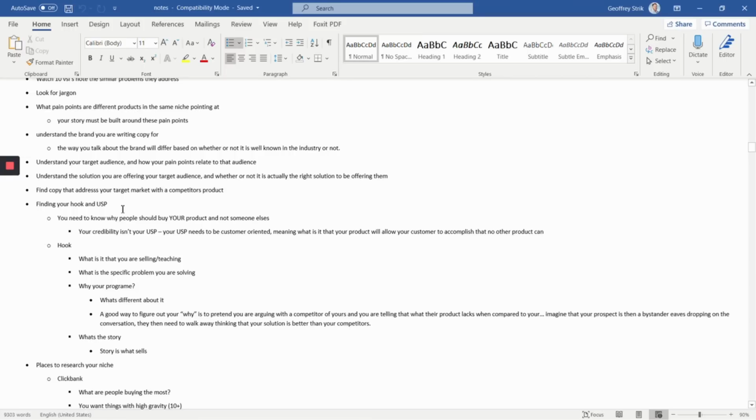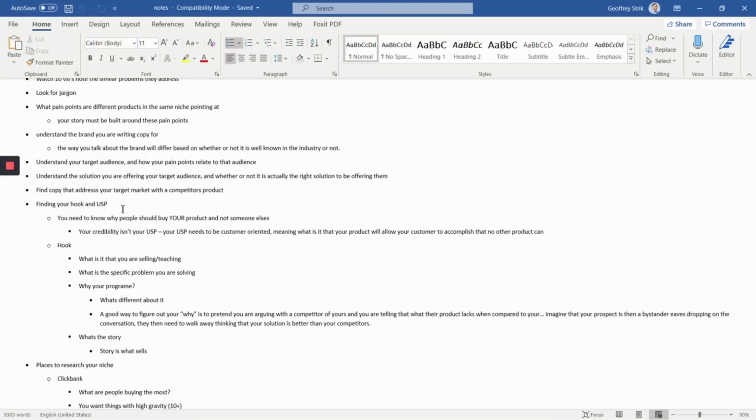So when it comes to finding your hook and your USP, the hook is basically just something that's going to get the attention of your target market or your prospects. Then your unique selling proposition: you need to know why people should buy your product and not somebody else's. Your credibility isn't your USP. Your USP needs to be customer oriented, meaning what is it that your product will allow your customer to accomplish that no other product can.